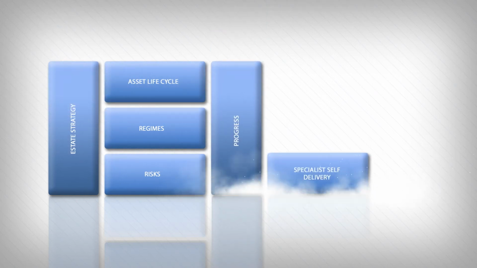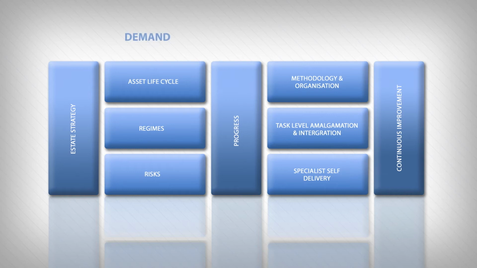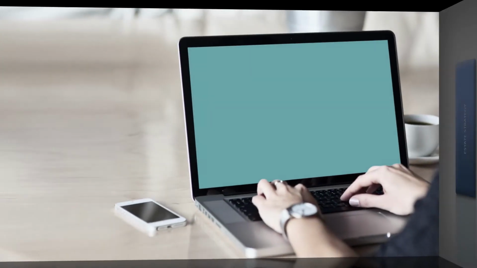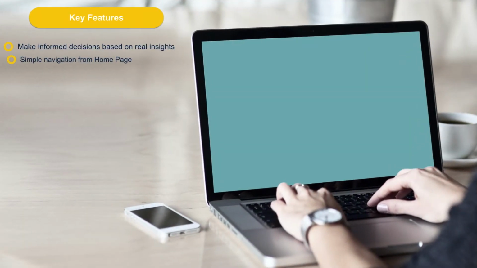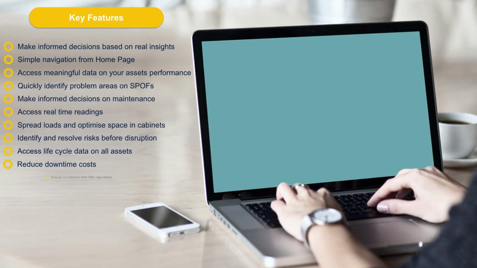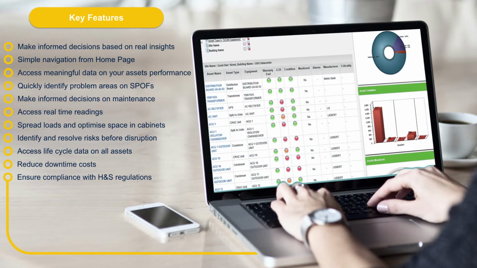The AIM condition monitors allow you to access real-time data, identify risks and problem areas so corrective action can be taken without delay, reducing the costs and other implications of unplanned downtime and business continuity disruption. And with the rise in prosecutions for health and safety breaches, the compliance monitoring aspect of the AIM system ensures that you stay within regulations.